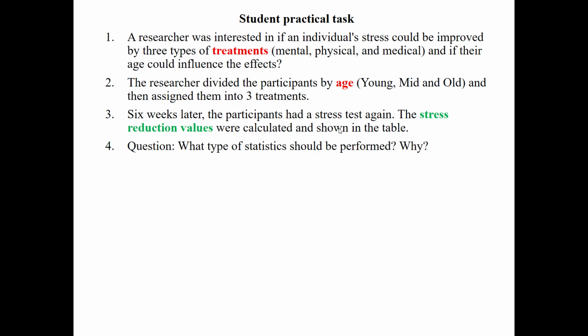This is a question I'm going to ask you: what type of statistics should be performed? Then you look at this. Surely this is the two-way analysis of variance. Why is that? You will say there are two independent variables and one dependent variable, which is the stress. Treatment and age will be the two independent variables.